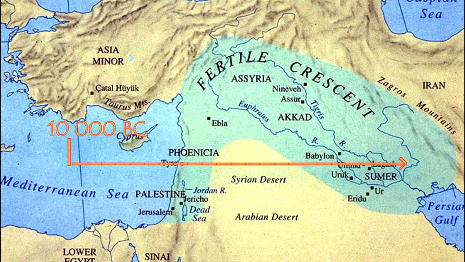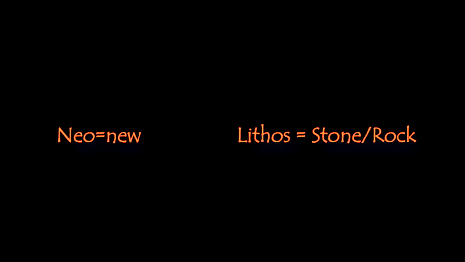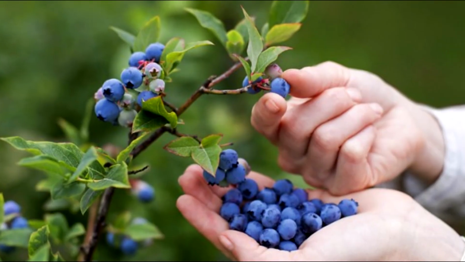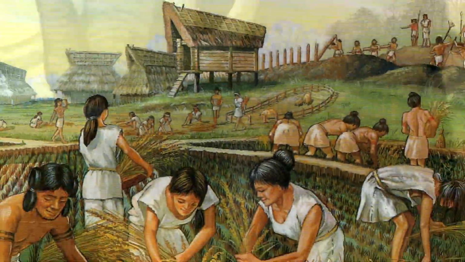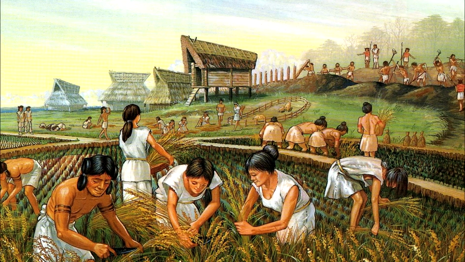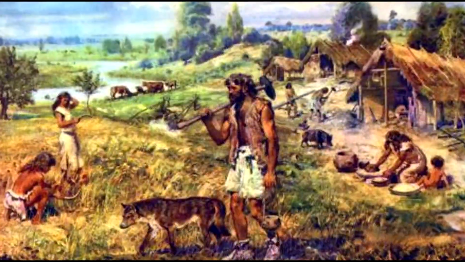It all begins with the Neolithic Revolution, 10,000 BC. Neo, which means new, and lithos, which means stone or rock. So this is the moment of transition from foraging and hunting to agriculture. This is the most important reason for a civilization to be born.